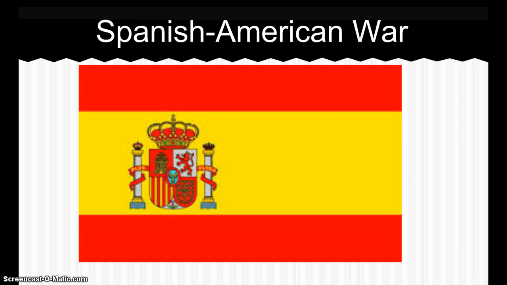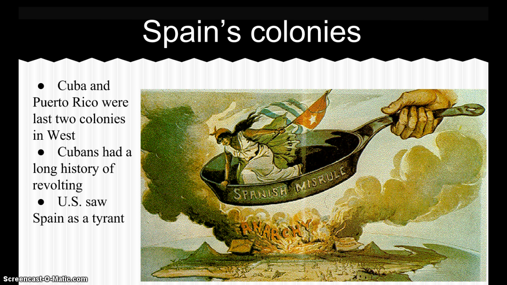And so I'd like you to look at this, guys. Remember, we're practicing point of view. So please put down how Spain is portrayed in this cartoon.